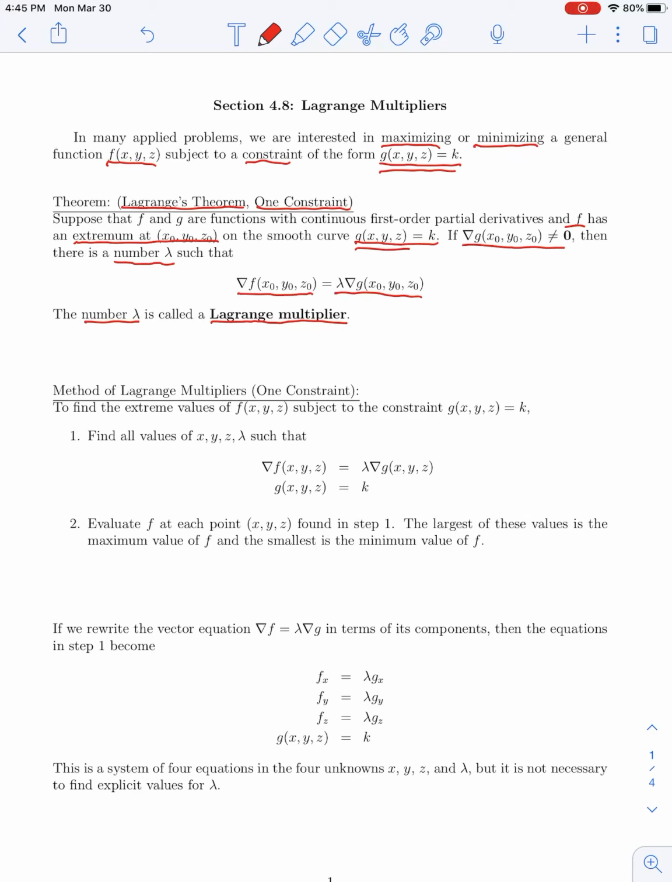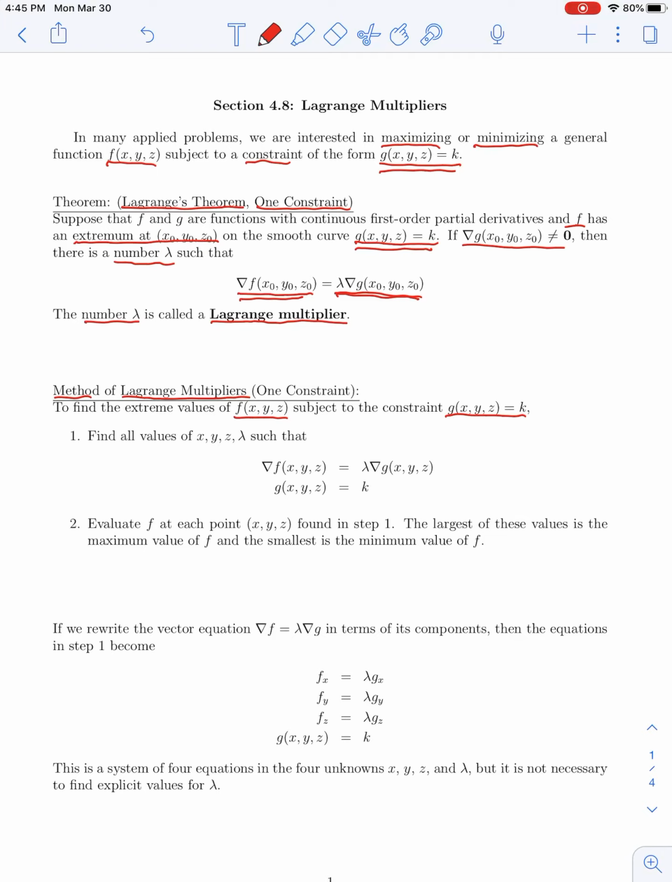So what this theorem says is if we have an extreme value of our function f at a point (x naught, y naught, z naught), and that point lies on our constraint curve or constraint surface, then the gradient vectors of the function that we're trying to optimize and our constraint function have to be scalar multiples of each other at that point where we have an extremum. So this theorem gives us a method for trying to optimize functions subject to some constraint. And this method is known as the method of Lagrange multipliers in the case that we have one constraint.